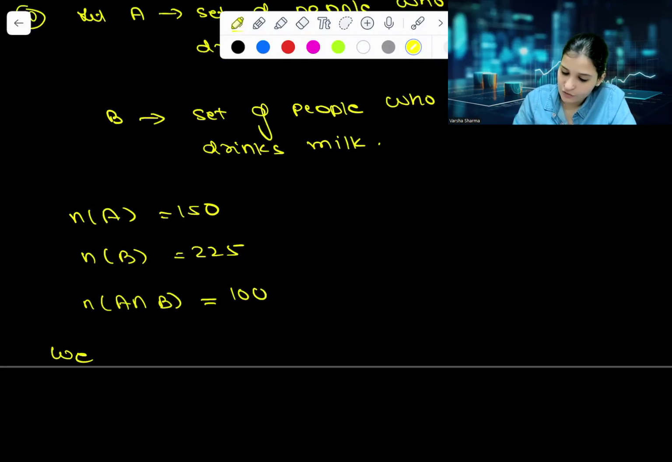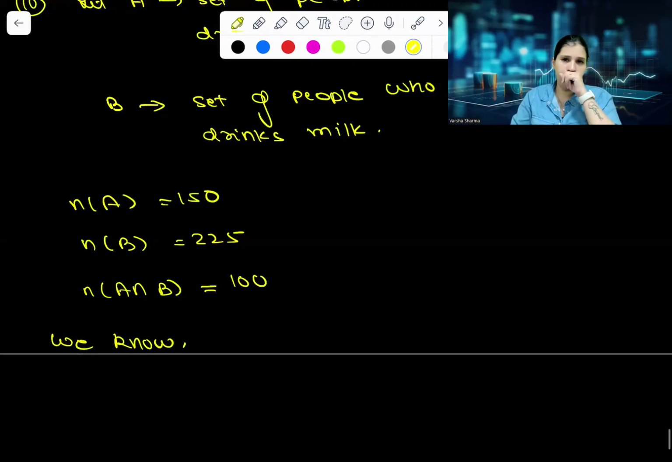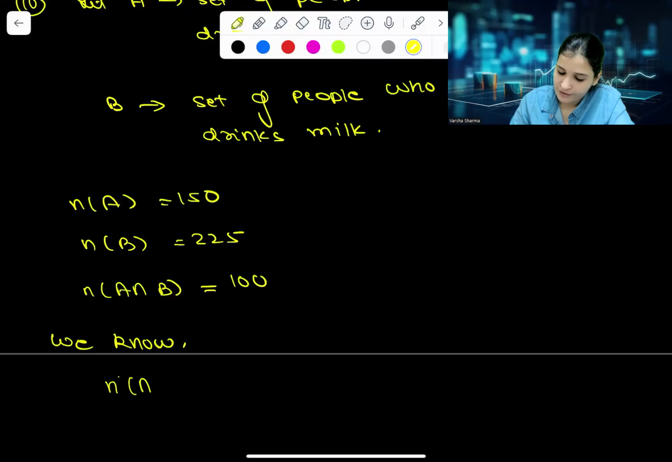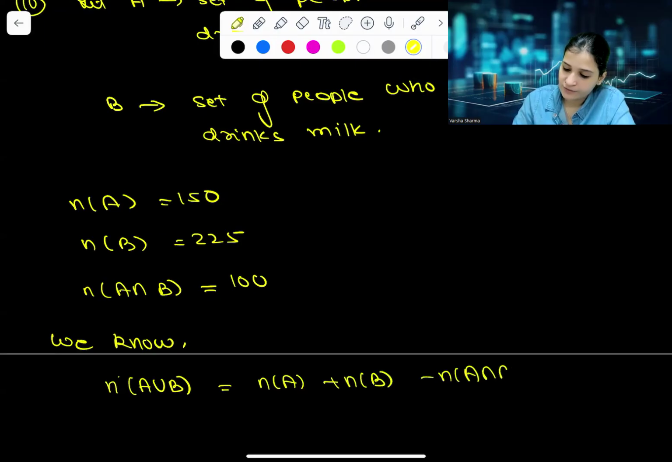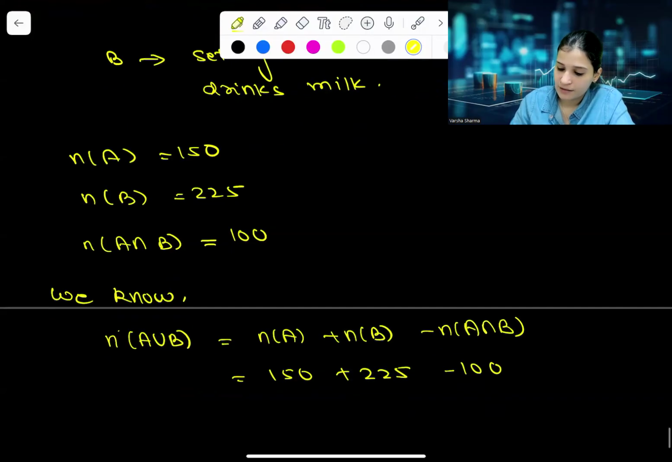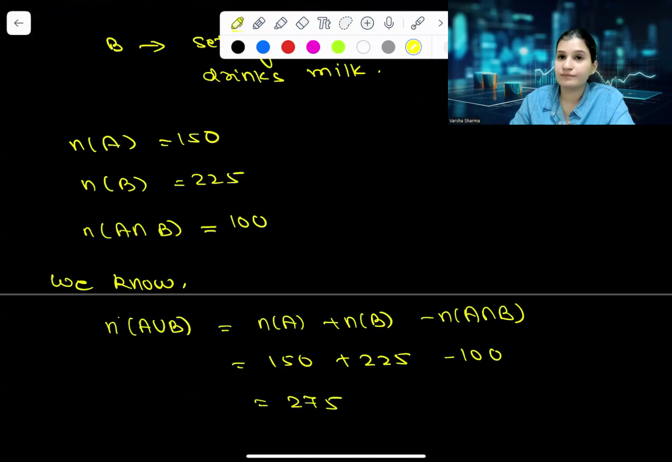So first we find the union, because that's the one thing that comes to mind as soon as we see these three data. n of A union B equals A plus B minus the intersection. 150 plus 225 minus 100, that is 275.